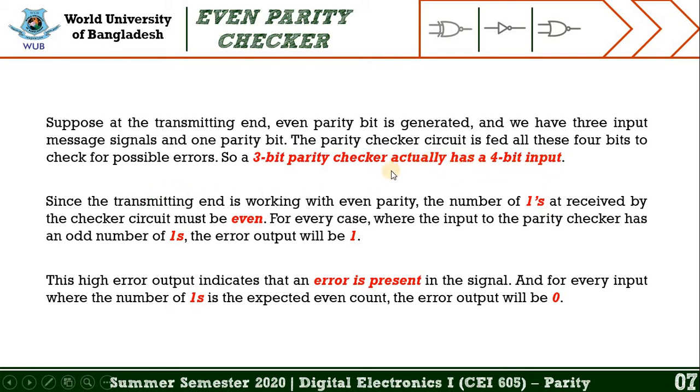Remember these things. Since the transmitting end is working with even parity, the number of ones received by the checker circuit must be even. For every case where the input to the parity checker has an odd number of ones, the error output will be 1. This high error output indicates that an error is present in the signal, and for every input where the number of ones is the expected even count, the error output will be 0.